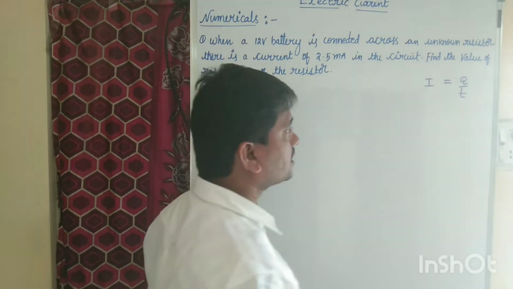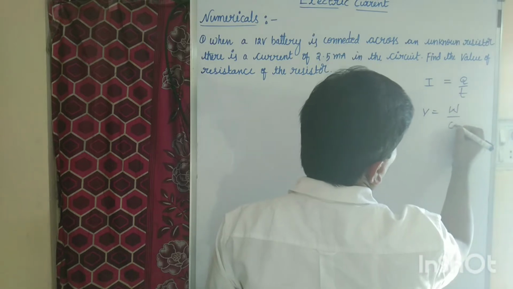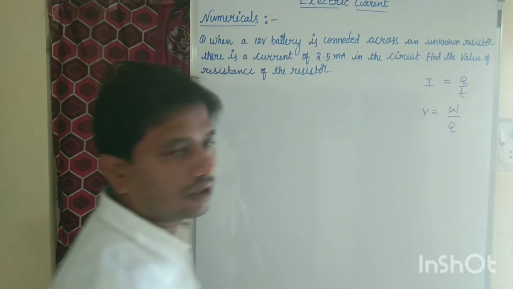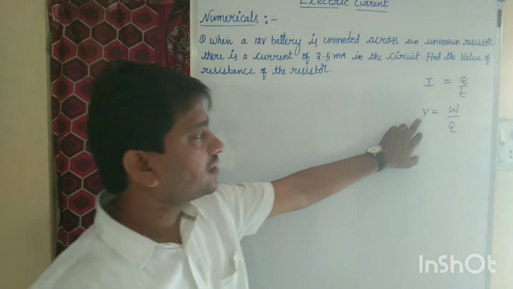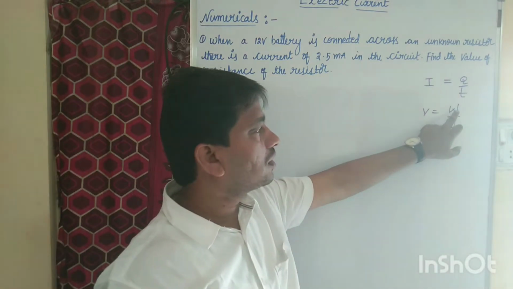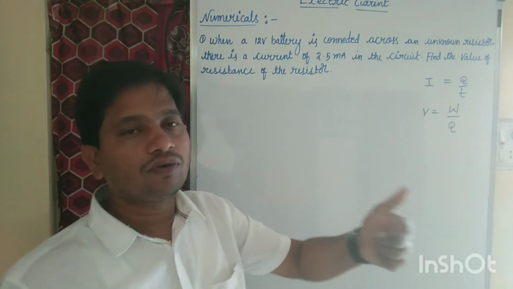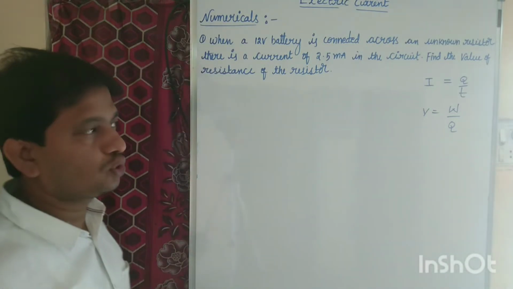And the second formula is potential difference V equal to W by Q. V is potential difference, the SI unit of potential difference is volt, and W is work done. The SI unit of work is joules and Q is charge. SI unit of charge is coulombs.